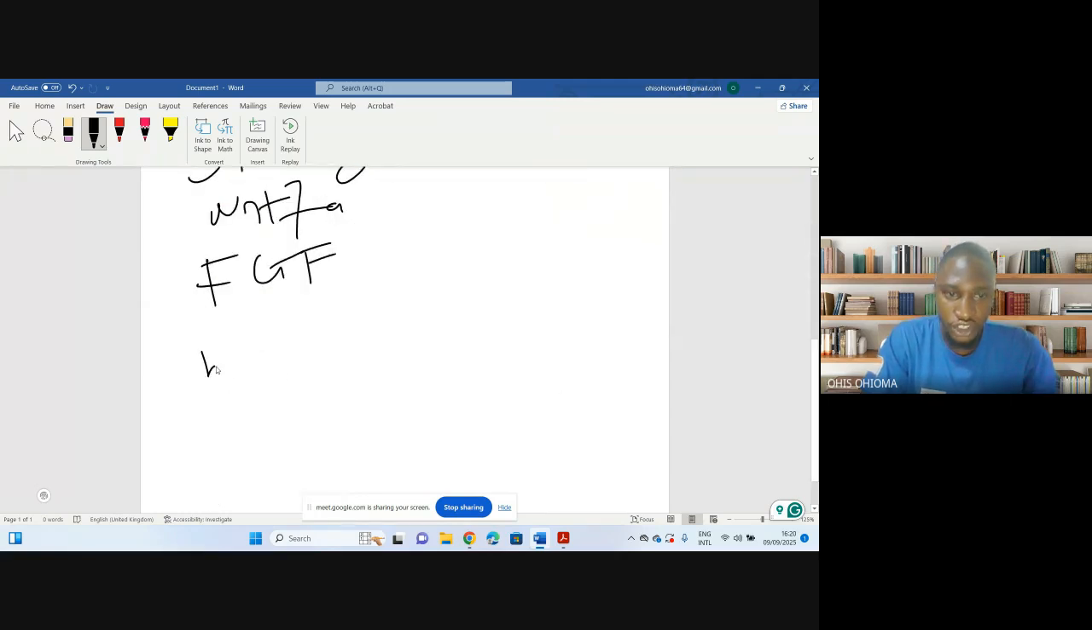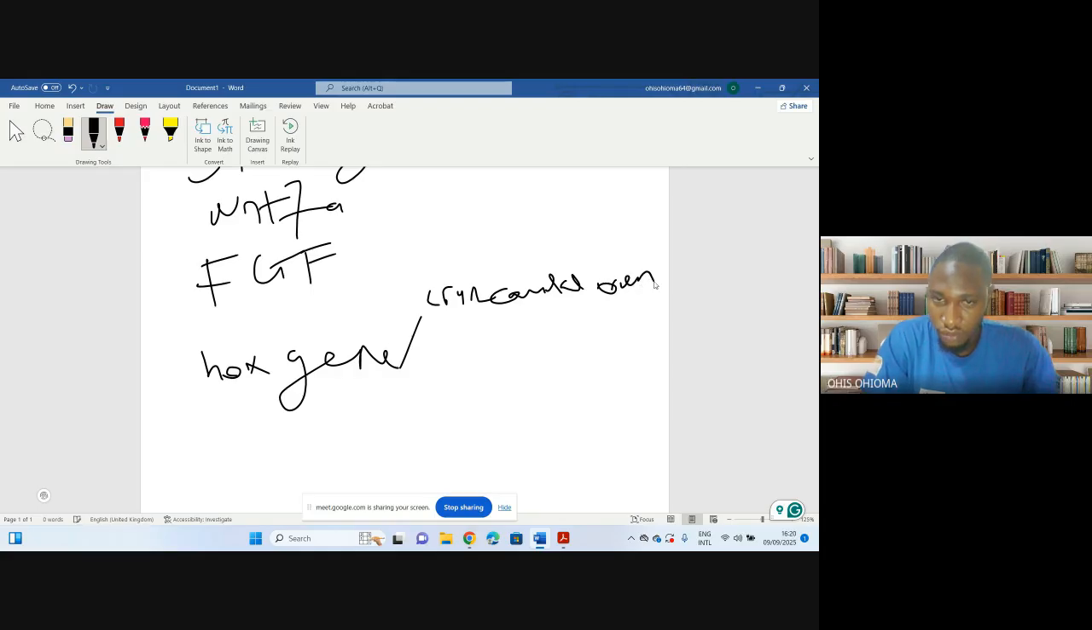So the Hox gene helps with two things. So the first one is that it helps with the cranial caudal orientation, right? The second one is that it helps with limb orientation.